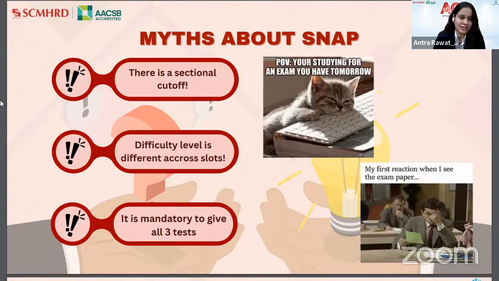Apart from that, I would like to ask my fellow friends to share their experience and insights about giving 3 attempts of SNAP.